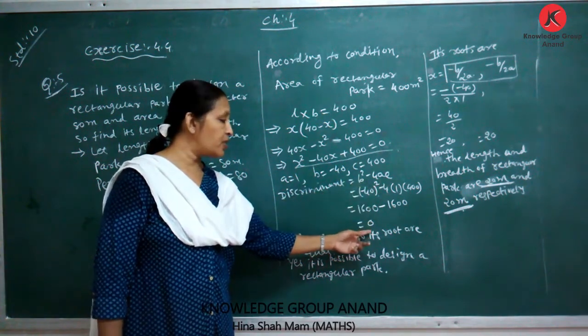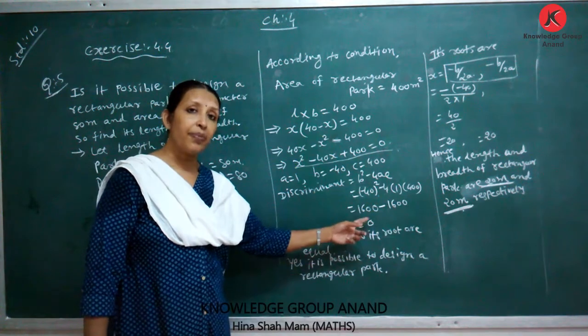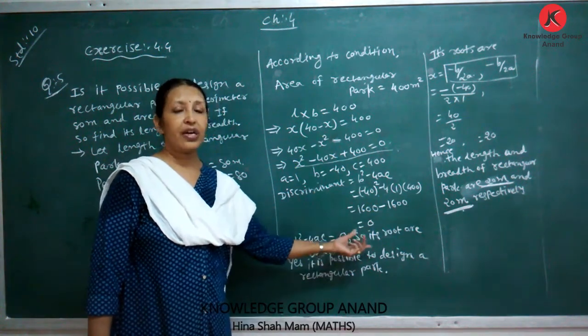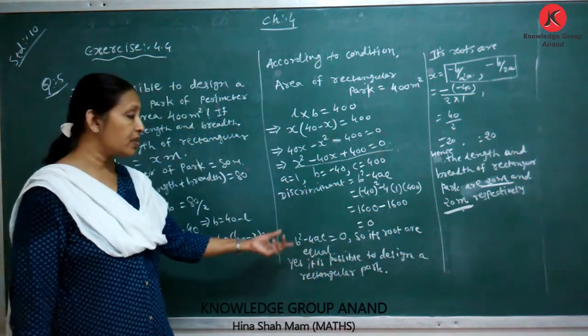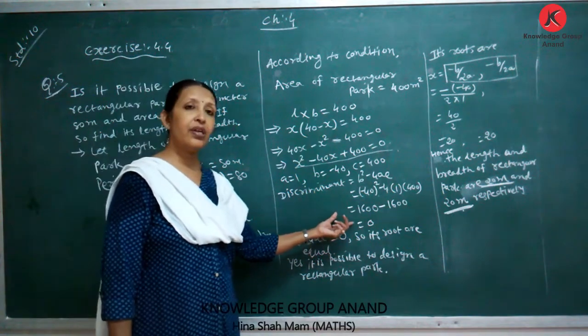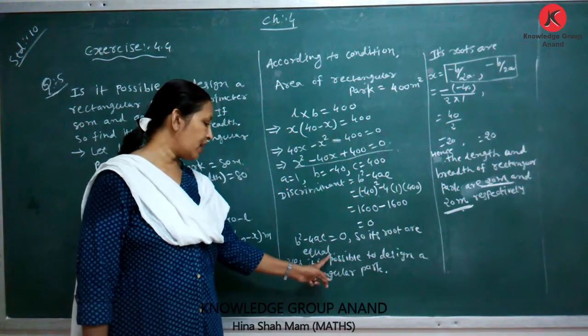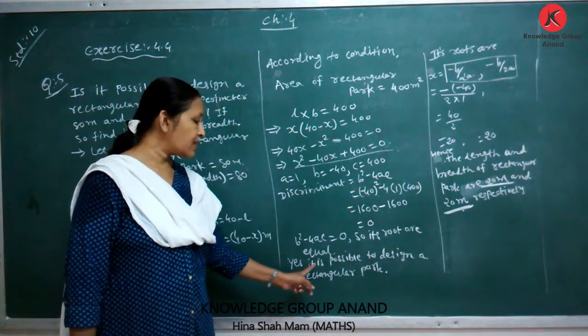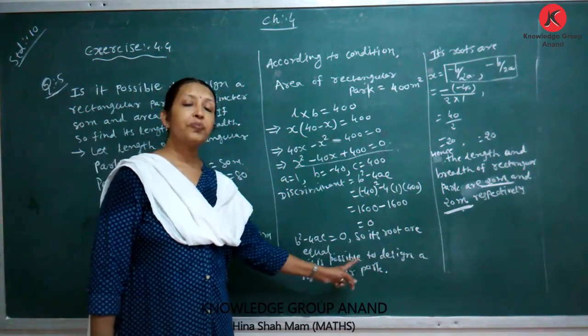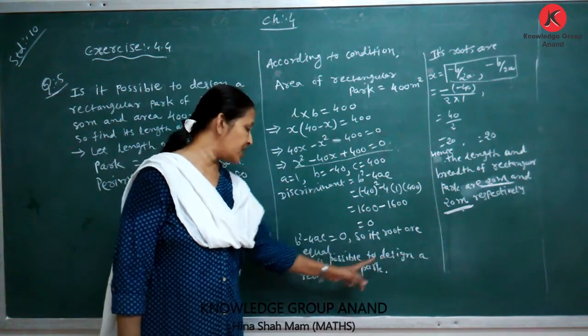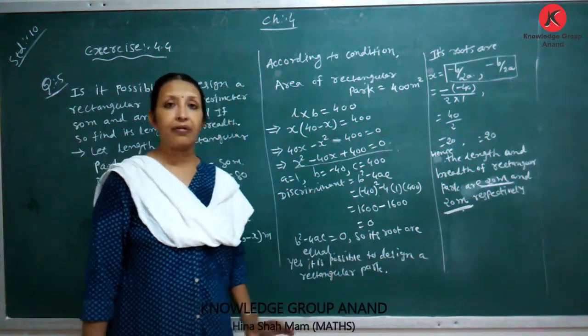The discriminant is equal to 0. Suppose it is greater than 0, then it has unequal roots. Equal to 0, therefore it has equal roots. Roots are equal. Yes, therefore it is possible to design a rectangular path.